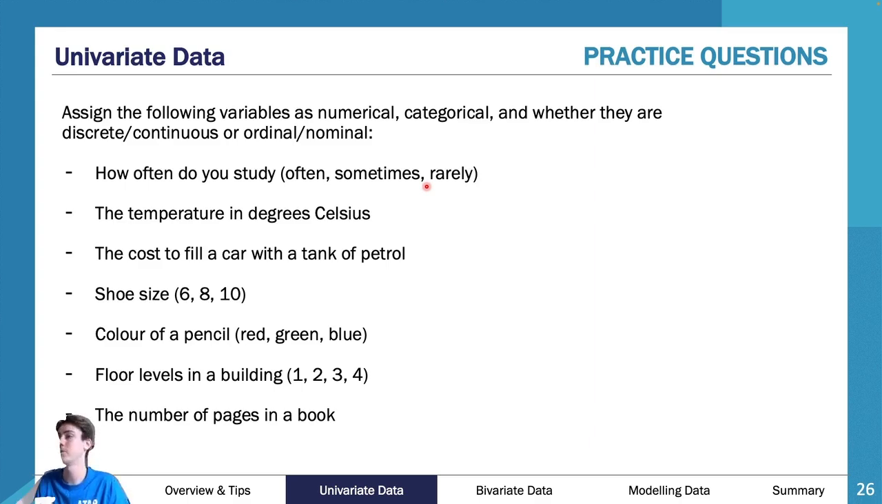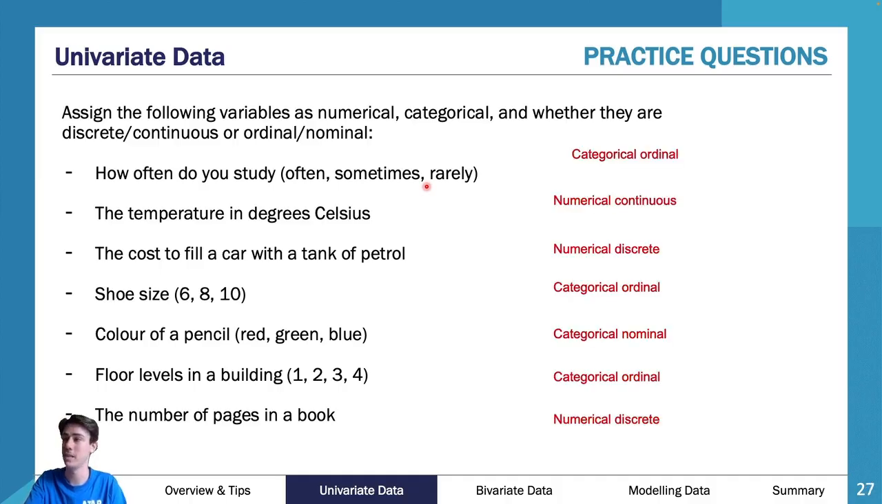Go to the next one, temperature in degrees Celsius. Well, this is a measurement, so I'm going to say this is numerical continuous, etc. Move on. I want you to go through and do the rest of them. So pause, 3, 2, 1. And hopefully you've unpaused and you're back. Hopefully you had a go at this one and you got the answers here.